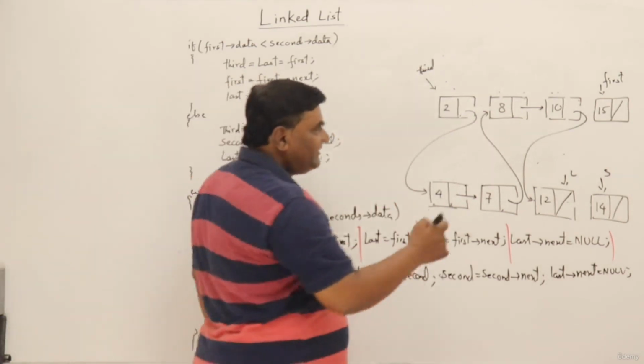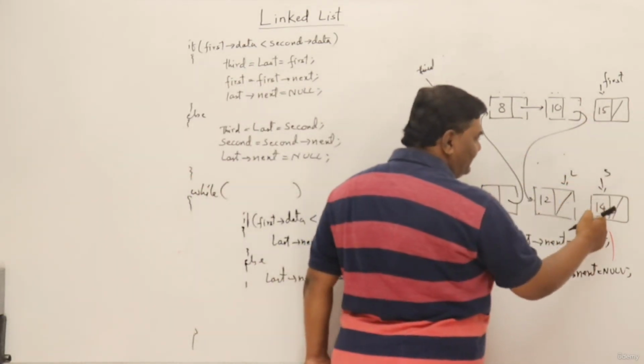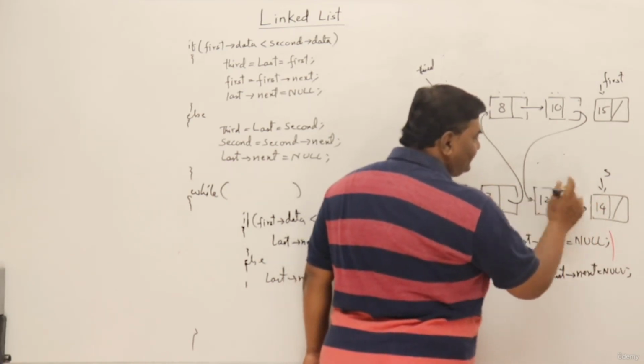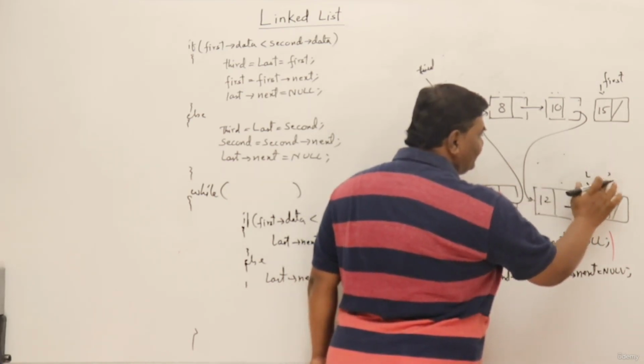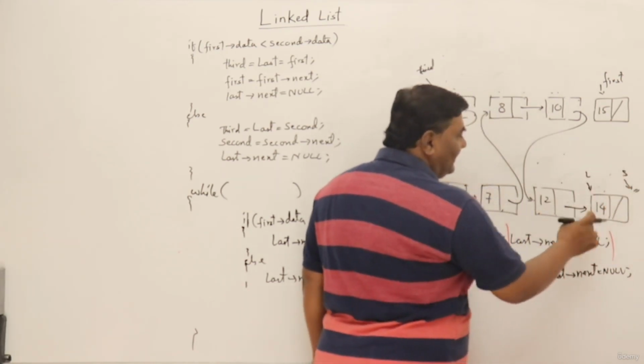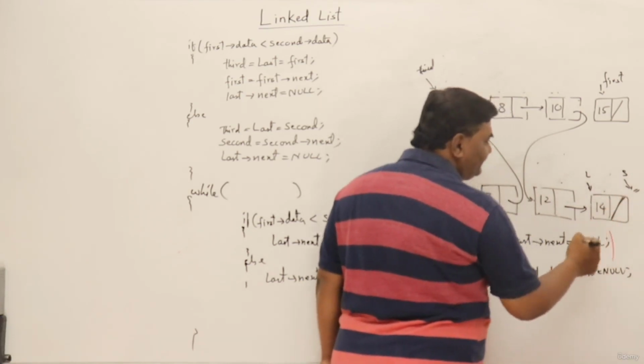Then again compare. First's data is 15, second's data is 14. This is smaller. So last next should point here, and last should point to this one, and second should move to the next node. So second becomes null, and last's next should be made null.